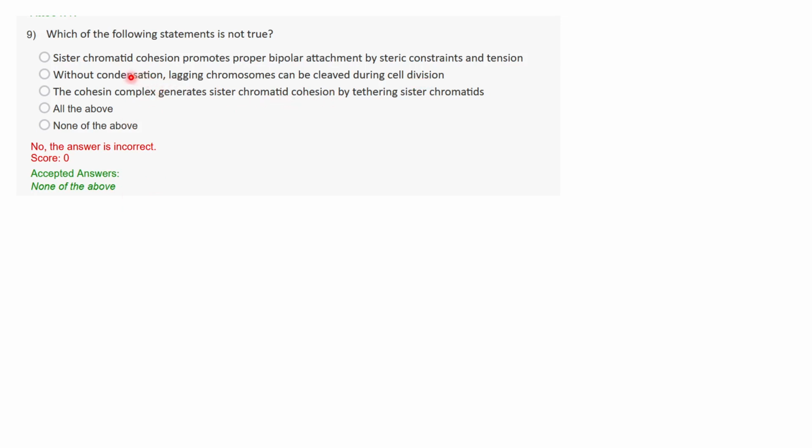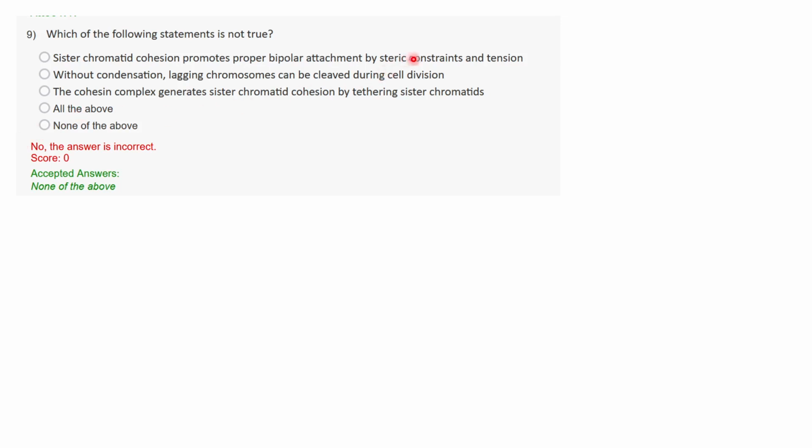If the chromosome does not condense enough, then the part of the chromosome which is not condensed can be cleaved during cell division, so proper condensation is important. The cohesin complex generates sister chromatid cohesion by tethering sister chromatids. This is also correct. Two sister chromatids are held to each other by the cohesin complex. Here it is asked which is not true. All these three options are true, so none of the above is correct.